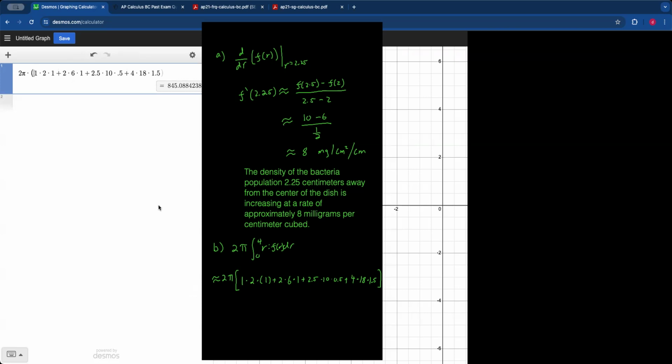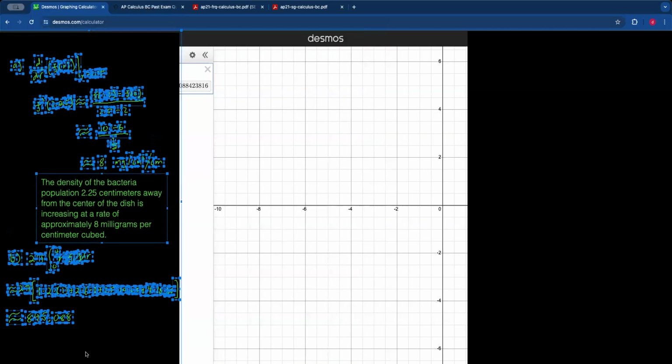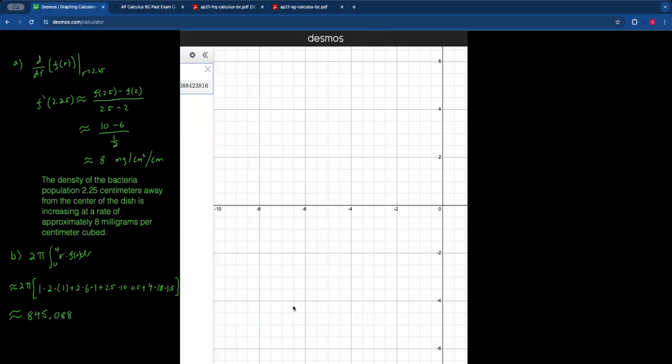Okay, let me just double check my work one more time. This is causing some problems. 2 pi times 1 times 2 times 1, 2 times 6 times 1, 2.5 times 10 times 0.5, 4 times 18 times 1.5. Okay, yeah, that looks good. So over here, then 845. Let me just write this down real fast. And again, round to 3 decimal places. So over here, this is approximately 845.088. And then I'll see if they want it in integers or whatnot. But over here, let's highlight the whole thing and then move it back over here. All right, so just like that is fine.